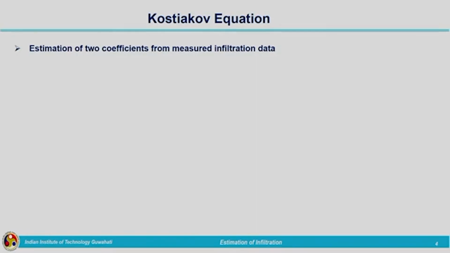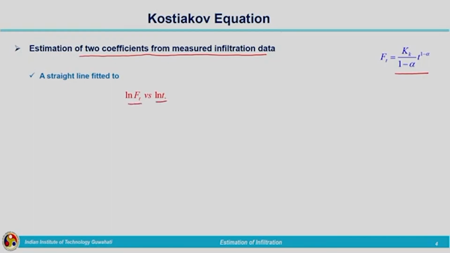Now, this equation has two coefficients, Kk and alpha. So, these coefficients need to be determined. So, next let us see estimation of two coefficients from the measured infiltration data. This is our equation: cumulative infiltration F of t is equal to Kk divided by 1 minus alpha, t to the power of 1 minus alpha. Now, what we are going to do? We are going to fit a straight line to the data ln F of t and ln t. We have cumulative infiltration data with corresponding time also.